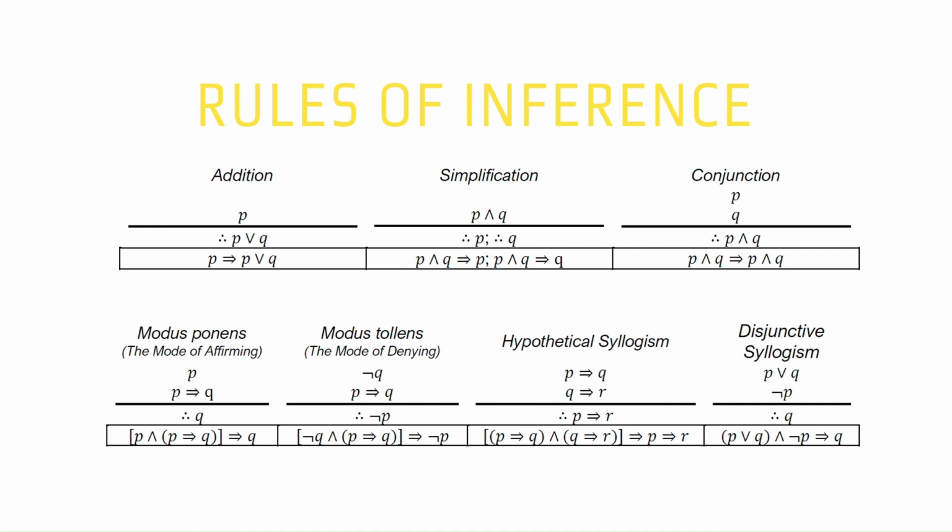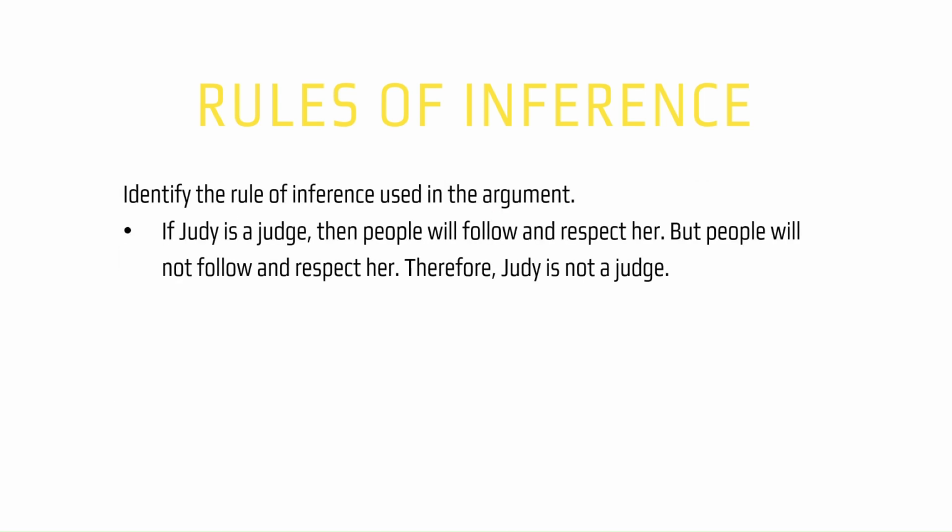Identify the rule of inference used in the argument. If Judy is a judge, then people will follow and respect her. But people will not follow and respect her. Therefore, Judy is not a judge. As we have learned from the last video about translating a statement into a compound proposition, we should first assign the propositional variables to each statement.